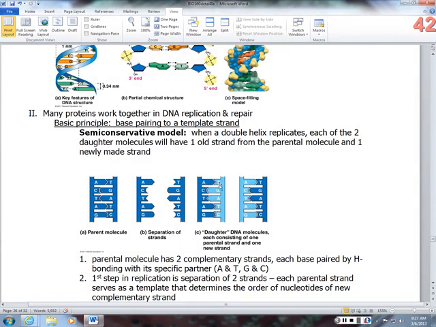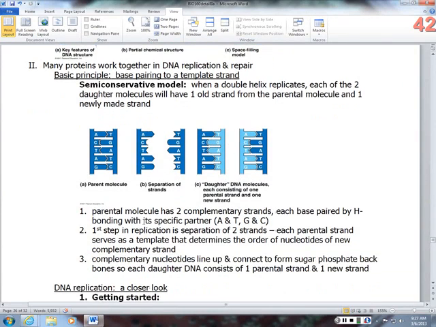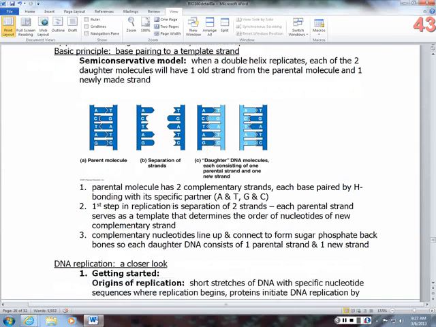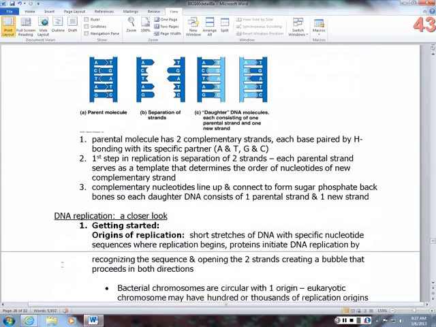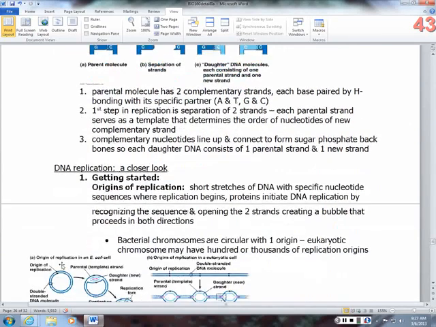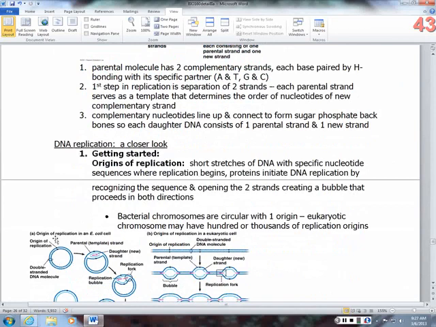So now you end up with 2 strands, and we call it semi-conservative because each of these new strands has half of one of the old ones still in it. And by doing that, it's going to help to ensure that the copy is correct because you can't fit anything else with A except the T in the DNA. So your parental molecule has 2 complementary strands. They're going to be held together with hydrogen bonds with their specific partner. So your first step is to separate those 2 strands and then you put the complementary strands in there.